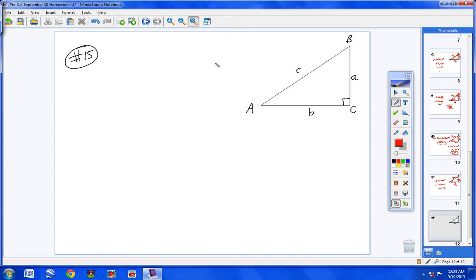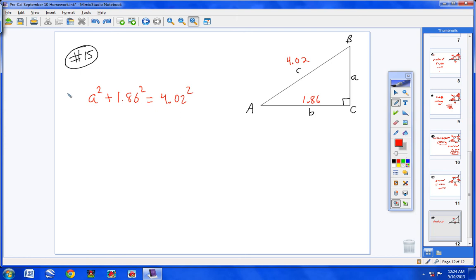Here we go. Number 15, they tell us side B is 1.86. And they tell us C is 4.02. Now notice right away we know two sides, so we're going to use Pythagorean Theorem very quickly to solve for the other side. So a squared plus 1.86 squared equals 4.02 squared. Now if you square 4.02 and 1.86 and then subtract those two numbers, in other words, bring this number over and make it negative, you will get this right here.